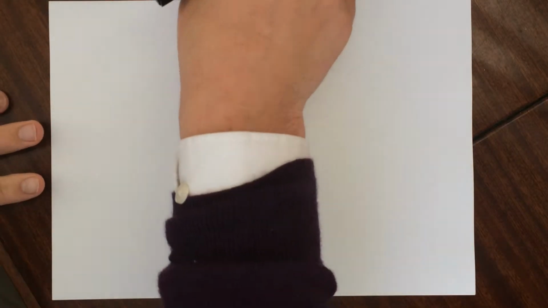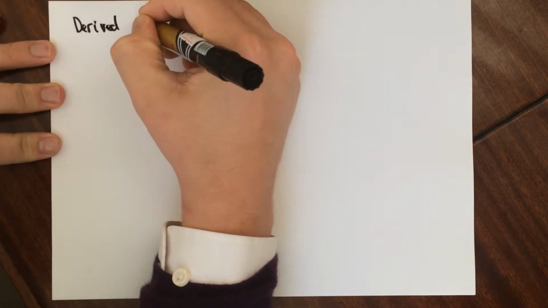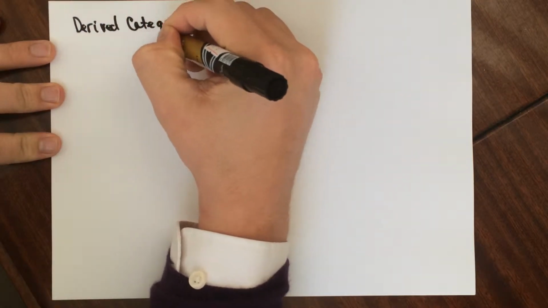Hi guys, so I'm going to make a video on some sample computations with cohomology and derived categories that will be kind of useful. This is derived categories part 2.